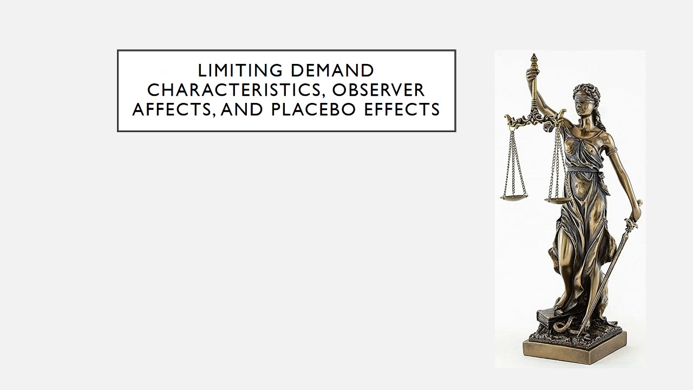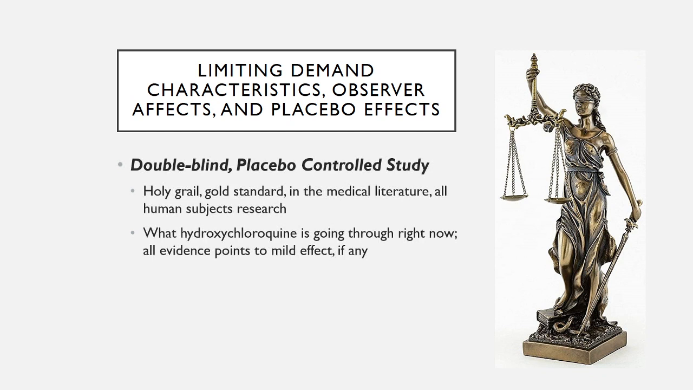The most rigorous study in the context of limiting a lot of these threats to internal validity, where we try to limit demand characteristics, observer effects, and placebo effects, is going to be your double-blind placebo-controlled study. So this is the most rigorous kind of experimentation that can be done, where both research assistants and participants are unaware of which condition they're in, and there is a placebo or control condition.